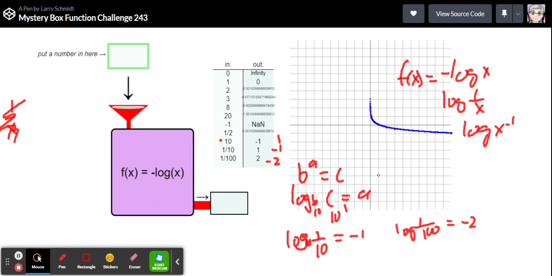Well, how did that go for you? I think that was super tricky. Were you in the realm of logs or exponential functions?